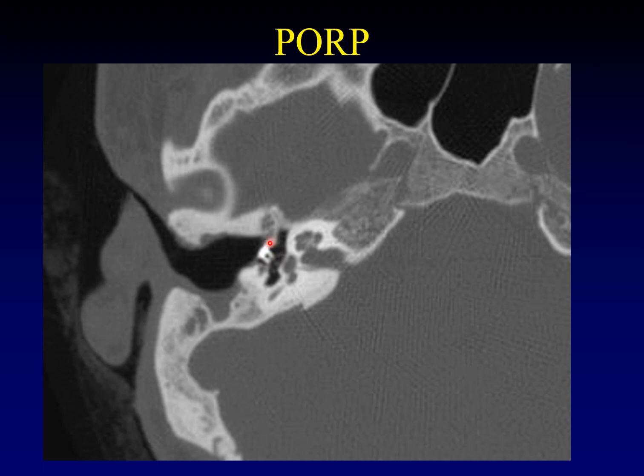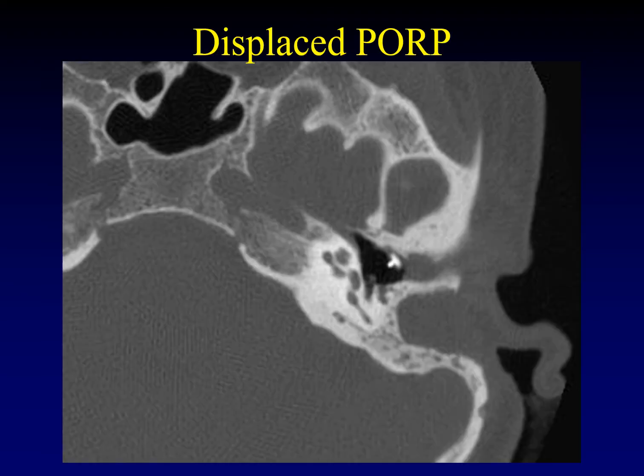It's got a broad head, and then it's got like little pinchers that are going to hold on to the stapes. Again, slightly different appearances for different brands of this, but that's the general idea. And this is a PORP in its appropriate position. Here's what a PORP looks like when it gets displaced.